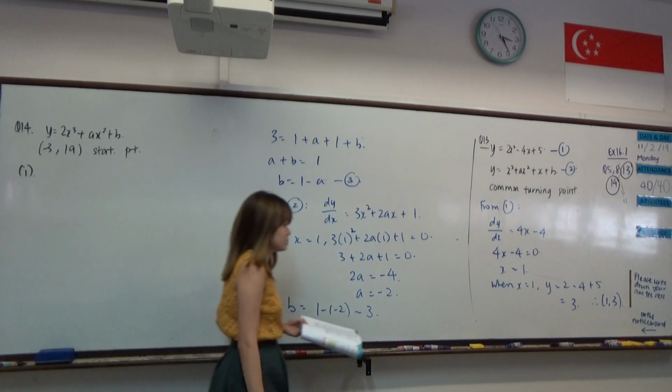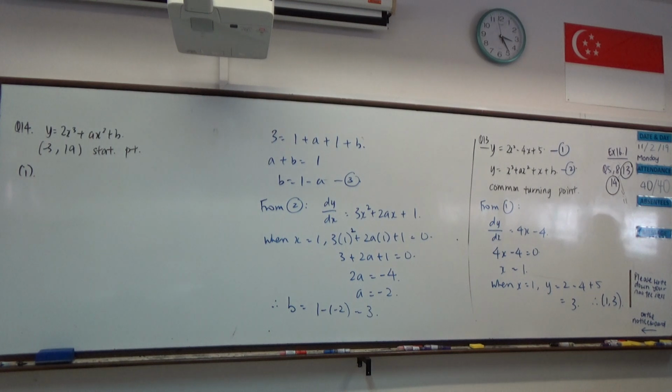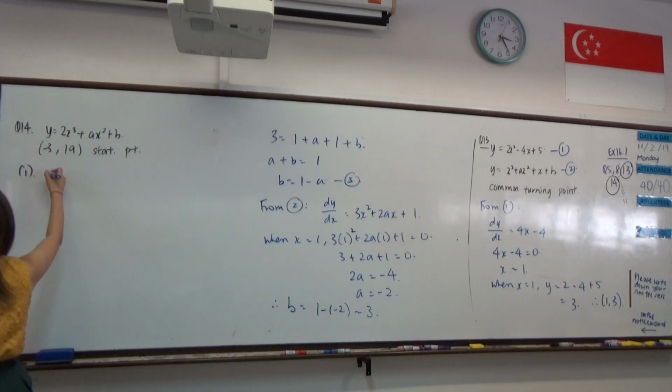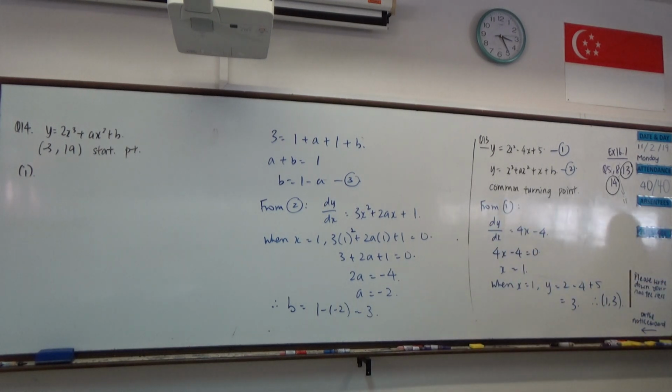What would you do first? What should be done first, Vernon? What should be done first? Define the turning point. Okay. The turning point already given what? Negative 3, 90 is the stationary point. So the question wants you to find out what is a and b.